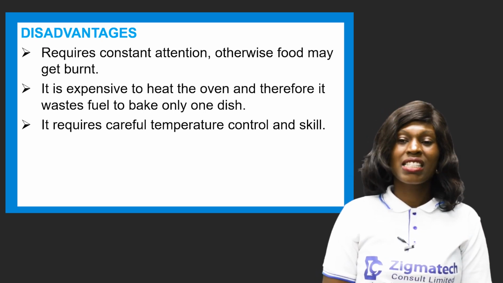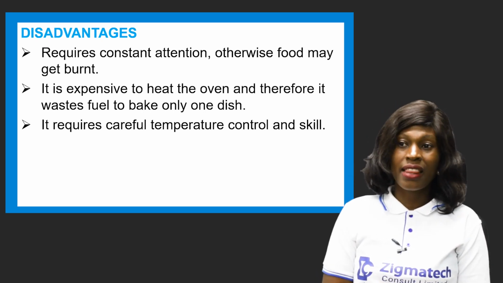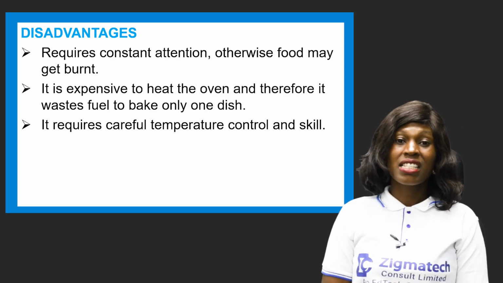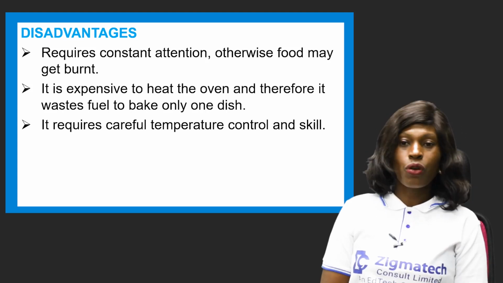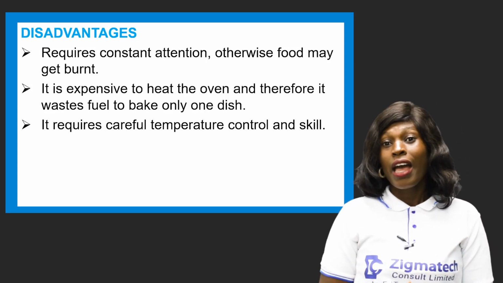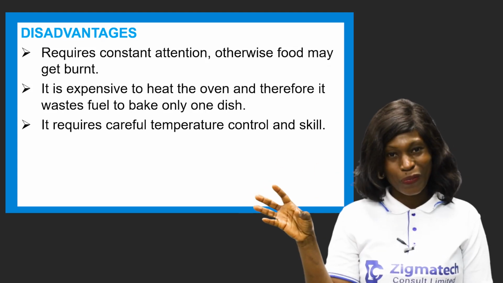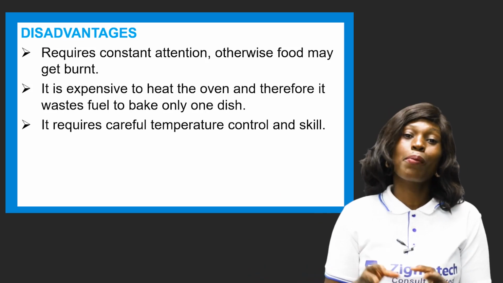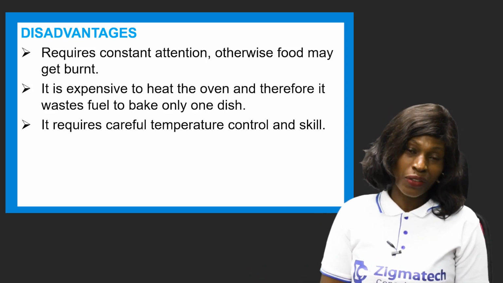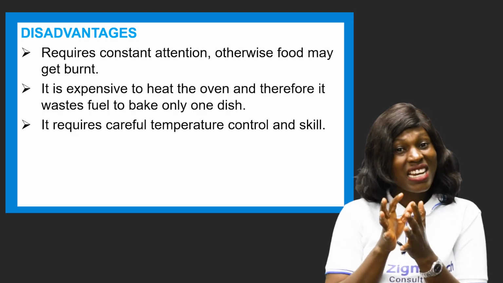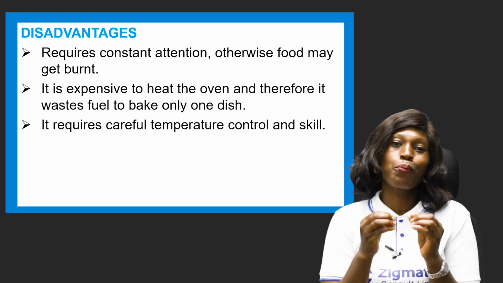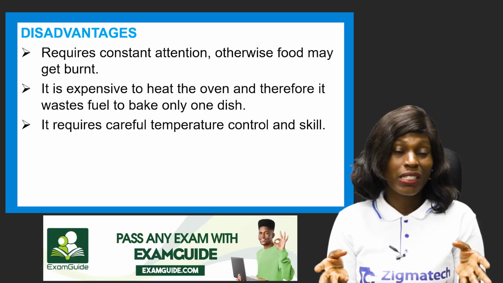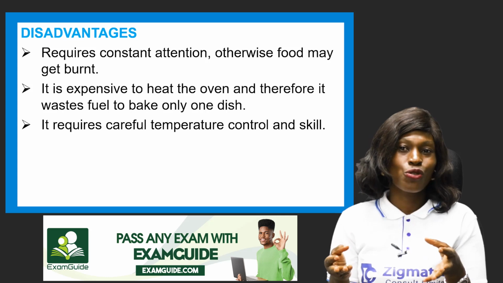Another disadvantage is that it's expensive to heat the oven, and therefore it wastes fuel to bake only one dish. You hear people say preheat the oven. When you want to bake some things, they say preheat the oven. At that point you're not putting anything in the oven. When you turn on the oven, you have to preheat it to a certain temperature before you can put in the things you want to bake.